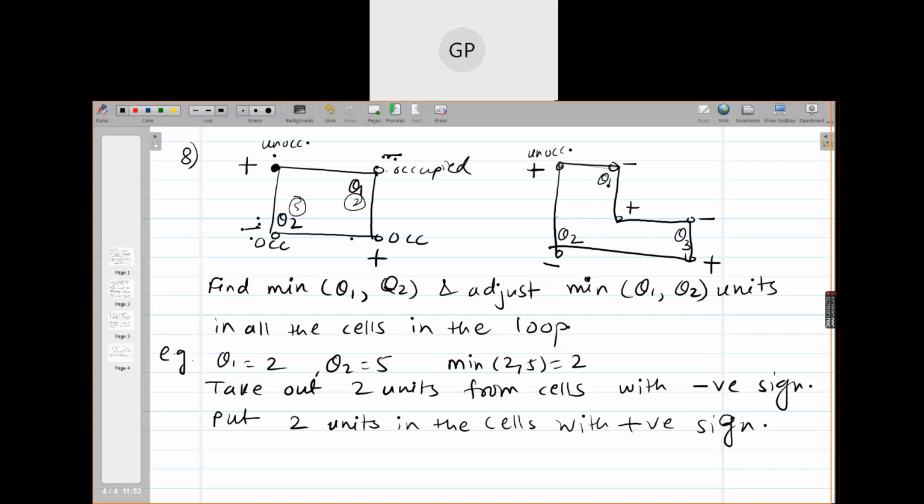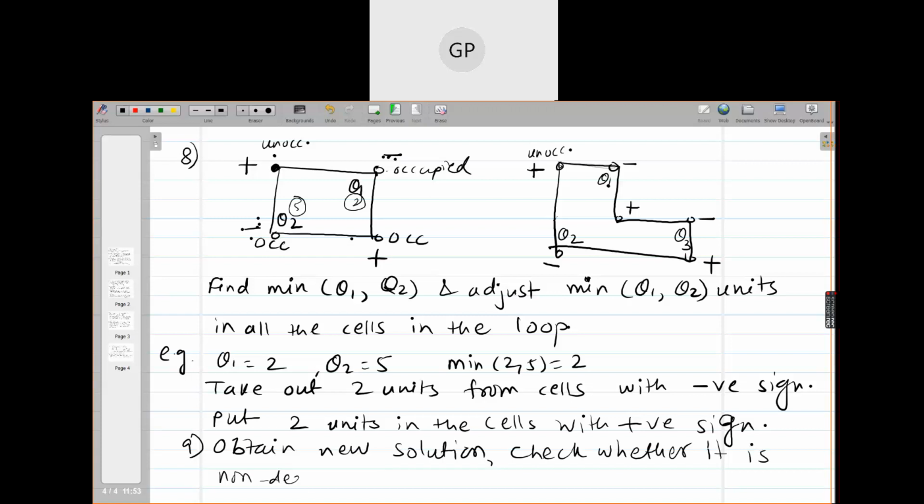Ma'am, 2 of them are same. Then obviously the minimum will be the same number, no? Minimum of 2 comma 2 will be 2 only, right? Yes, ma'am. And then again obtain the new solution. Check whether it is non-degenerate and optimal.